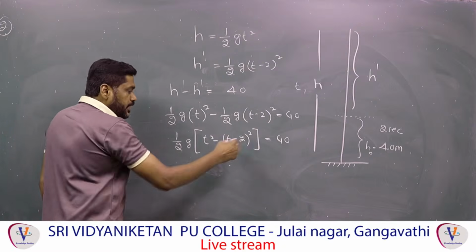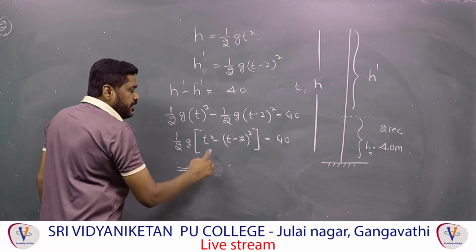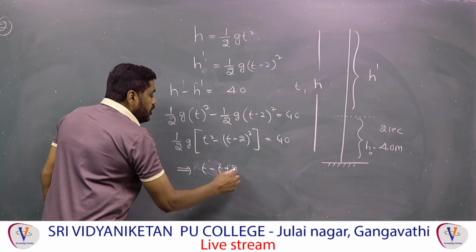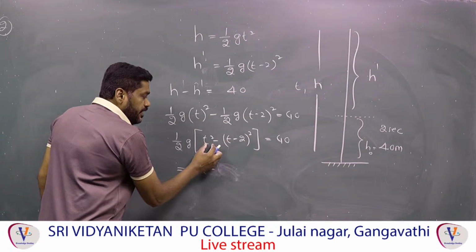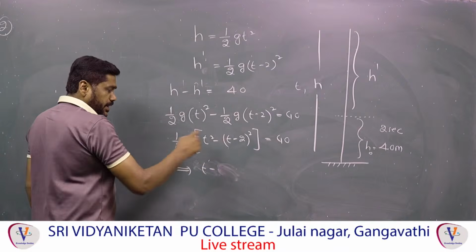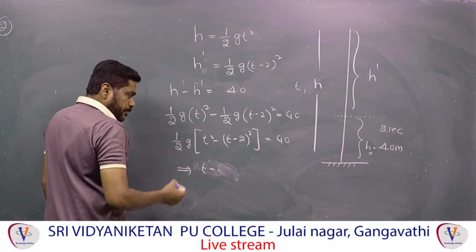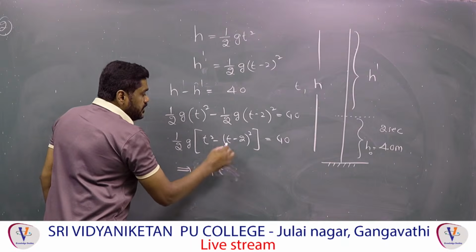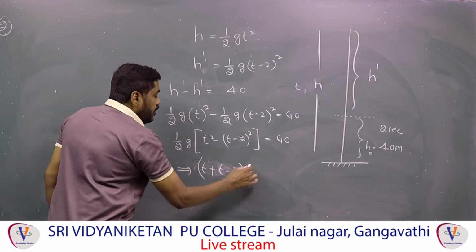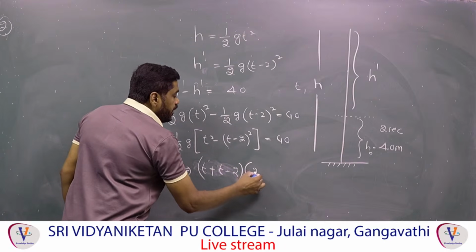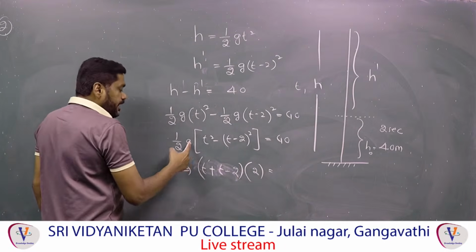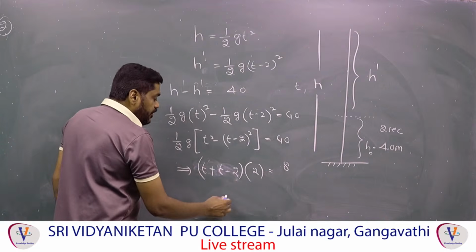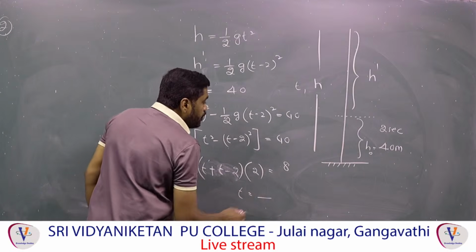Therefore, t square minus t minus 2 whole square is of the form a square minus b square. The formula we know: a plus b into a minus b. So a plus b means t plus t minus 2, and a minus b means t minus t plus 2, which gives 2. So g by 2, that is 10 by 2, 5, and you will get 8, and after simplification you will get the time t.